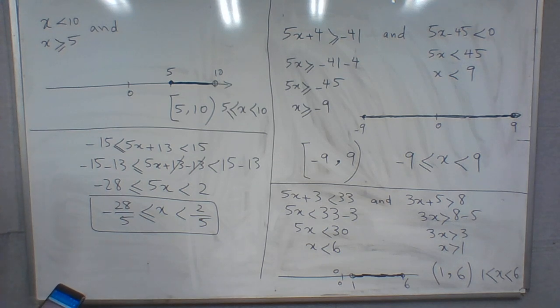Now we need to write the answer in interval notation. Its starting point is negative 28 fifths and finishing point is 2 fifths. Since we have an equality on one side, I write a bracket here and a parenthesis here. So this is the answer in interval notation. Okay, now I go to the next problem.